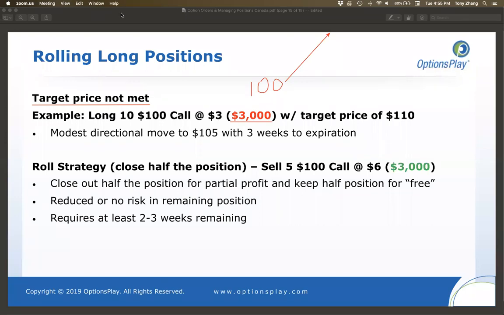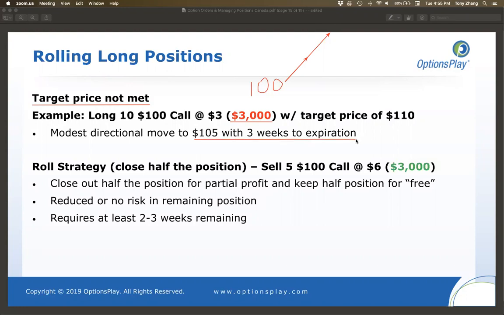Now, let's say 3 weeks into this trade, the stock moves in the direction that I expect it to, but it hasn't quite reached that 110 target yet. It's only gone halfway. I still have a few weeks left, and the trade is going in my favor, but it hasn't reached my target. So the stock moves up to 105, and I have 3 weeks left to expiration.